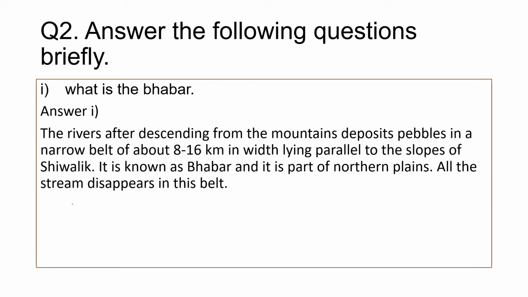Question number 2. Answer the following questions briefly. Its first part is, what is Bhabar? Answer is, the rivers after descending from the mountains deposit pebbles in a narrow belt of 8 to 16 km in width lying parallel to the slopes of Shivalik. It is known as Bhabar and it is part of the northern plains. All the streams disappear in this belt.